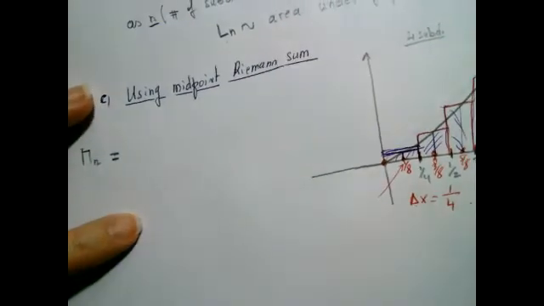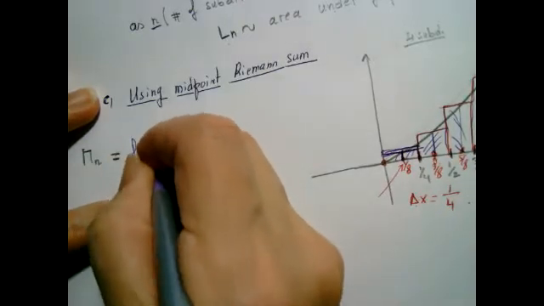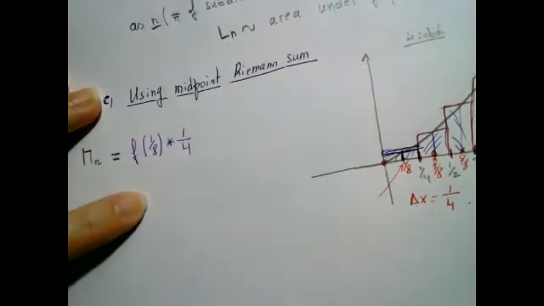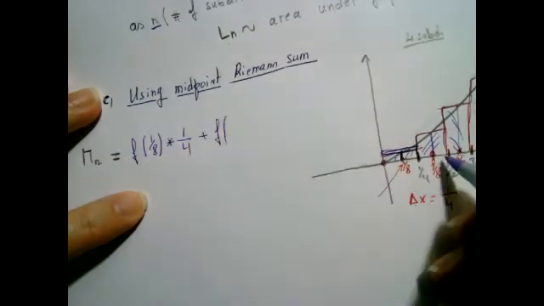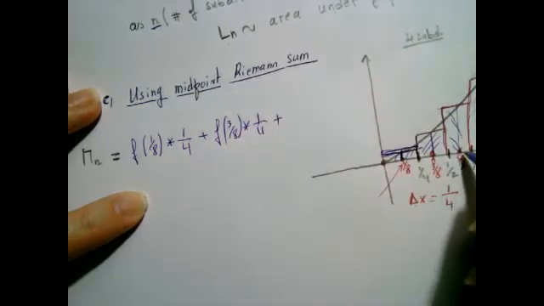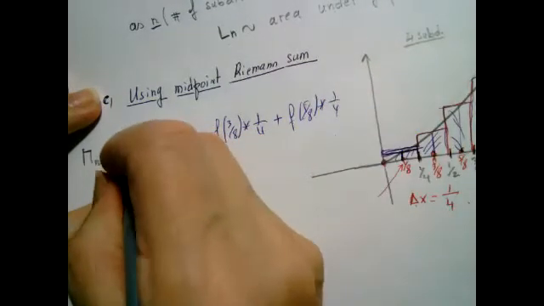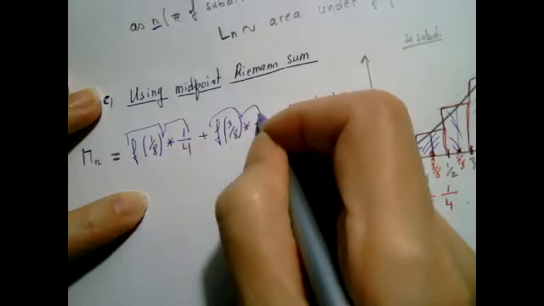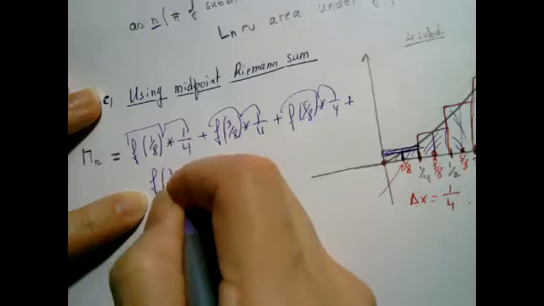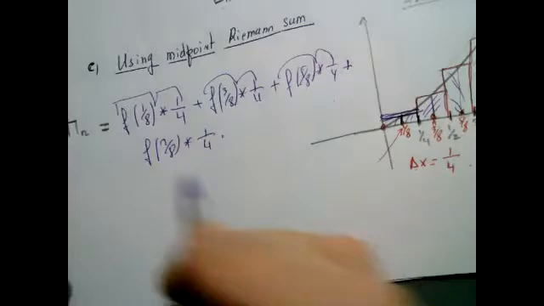So what is Mn? Mn is, watch, the value at the midpoint 1/8 times the base, plus the value at the midpoint 3/8 times the base, plus the value at 5/8 times the base. Height, base, height, base, height, base. Very important to keep repeating it for yourself because it's a sum that we basically have to memorize. Okay, now the rest is simple.